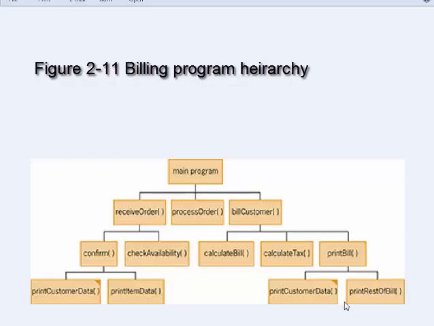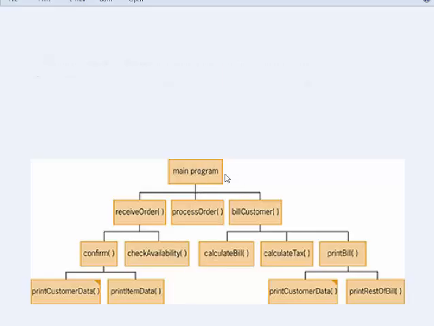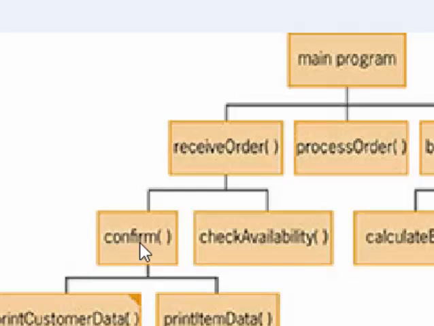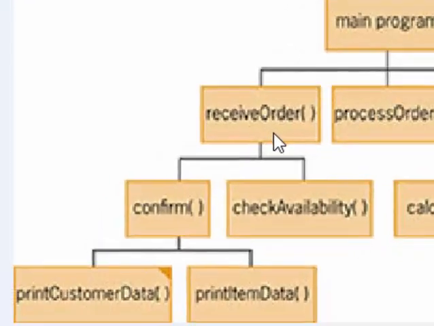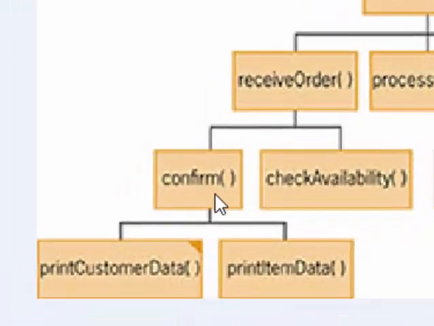All right, if you have a look at figure 2.11, it shows the billing program hierarchy chart. We have our main program, which calls on our receive order module, our process order module, and our bill customer module. Now, within our receive order module, our confirm module and check availability module are called from our receive order module. And confirm module, what does he call? He calls on the print customer data module as well as the print item data module.